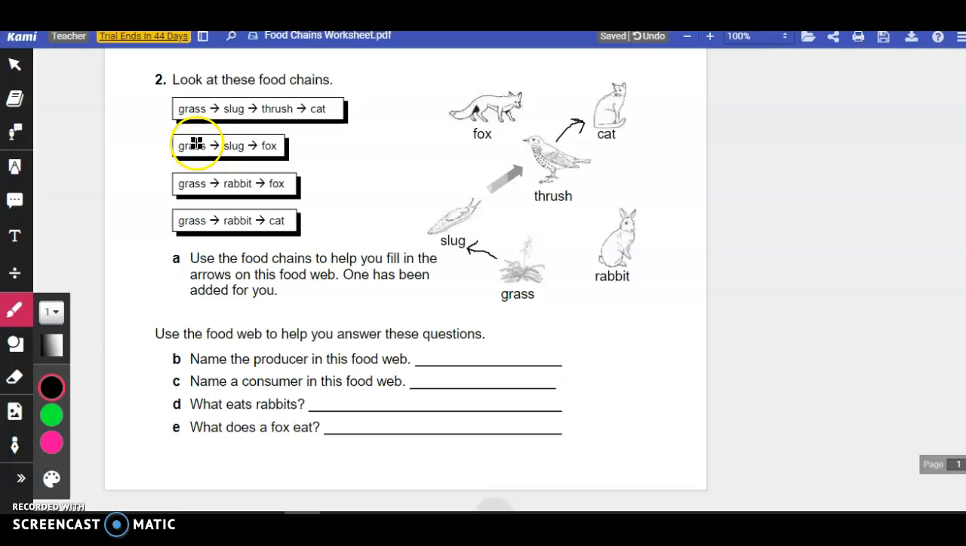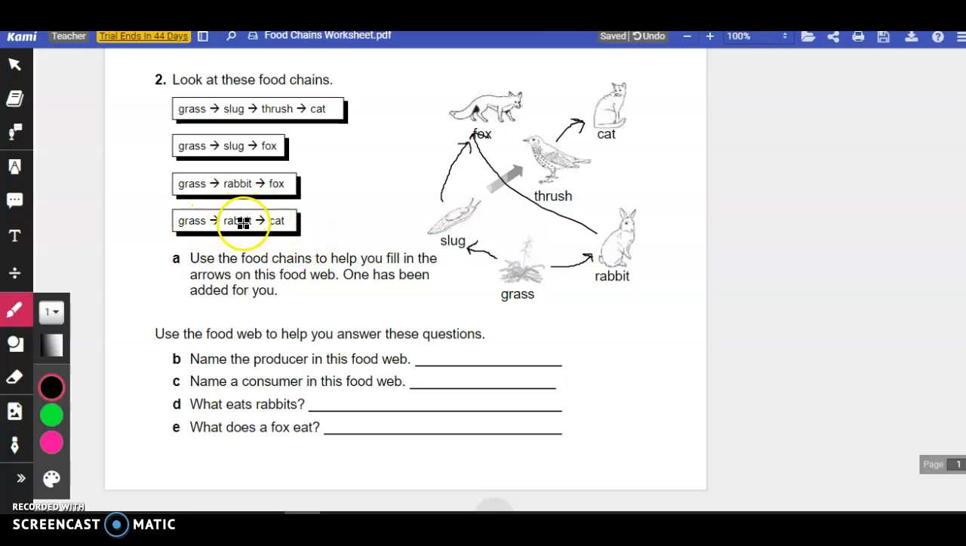Let's move on to the next one. Grass is eaten by the slug, which is already down here. Slug is eaten by the fox. So let's go ahead and make that arrow. Let's move on to the third one. Grass is eaten by the rabbit. Let's go on and make that arrow. And the rabbit is being eaten by the fox. So that's over here.